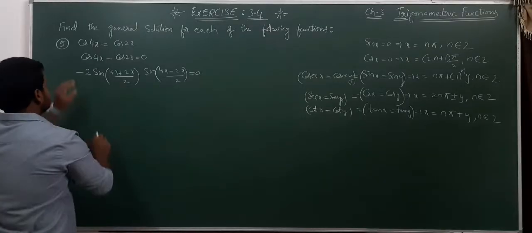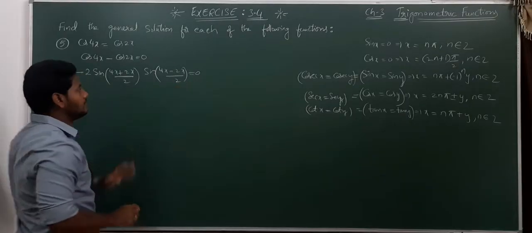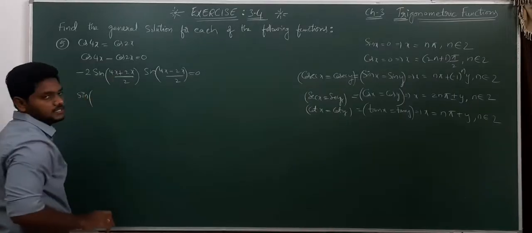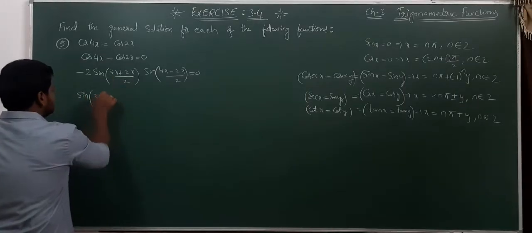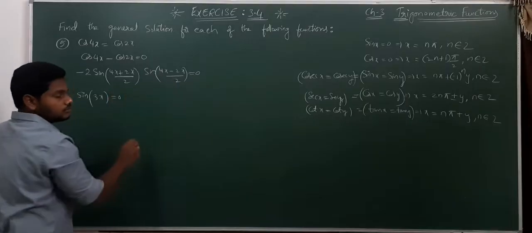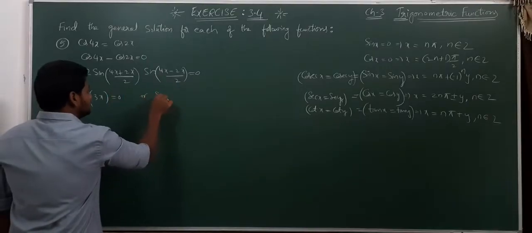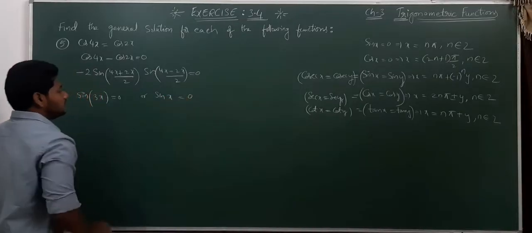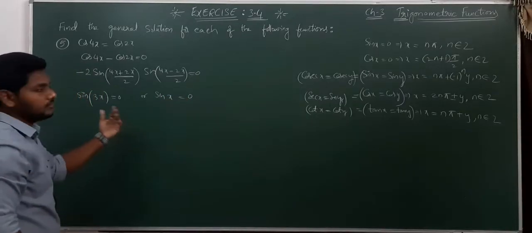So if you simplify this, 2 minus 2 will be equal to 0. Then it will be sin of (4x plus 2x), 6x by 2 is 3x, equal to 0, or sin of (4x minus 2x), 2x by 2 is x, equal to 0. Therefore, we got two different types.